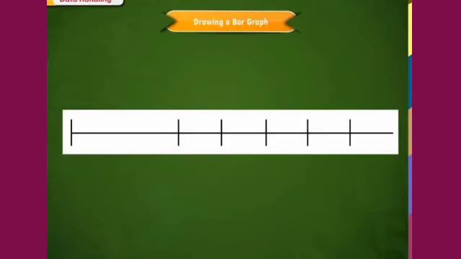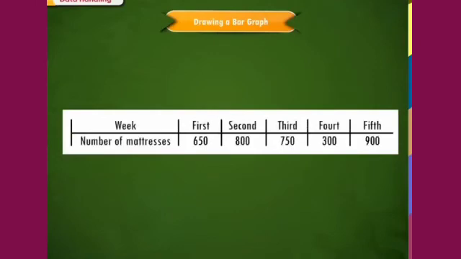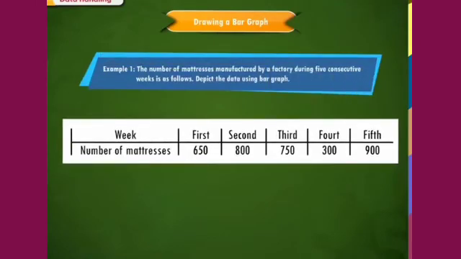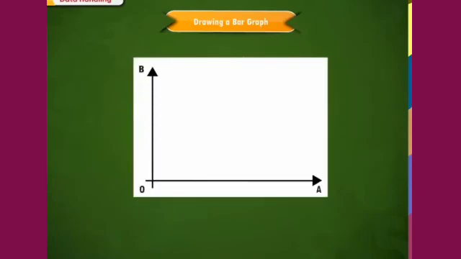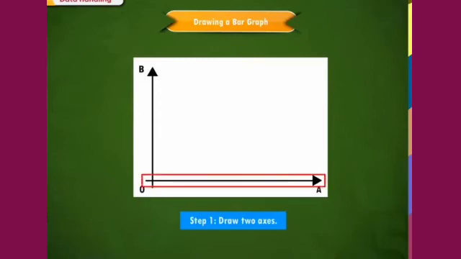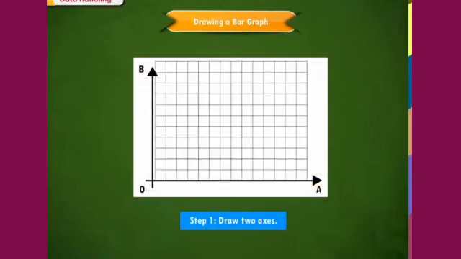Let us now understand how to draw a bar graph with this example. The number of mattresses manufactured by a factory during 5 consecutive weeks is as follows. Depict the data using a bar graph. We can draw the bar graph on graph paper. The first step is to draw a horizontal and a vertical line and name them OA and OB. Next step is to label these axes.